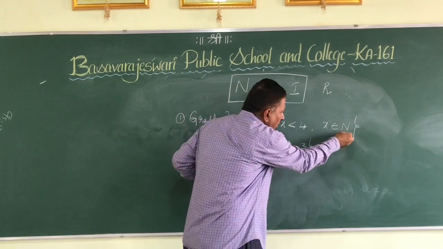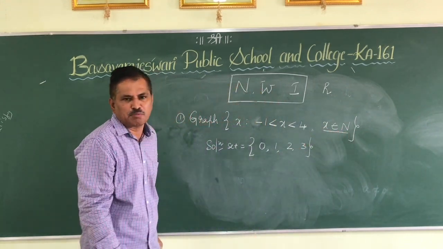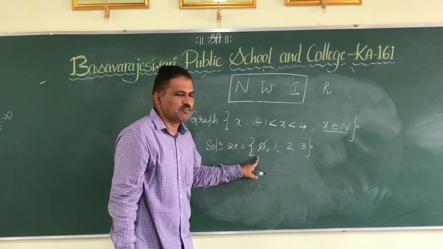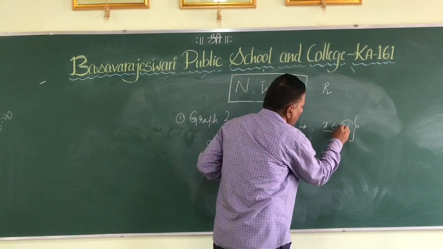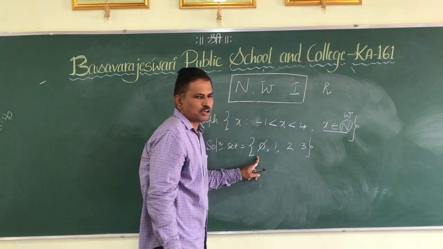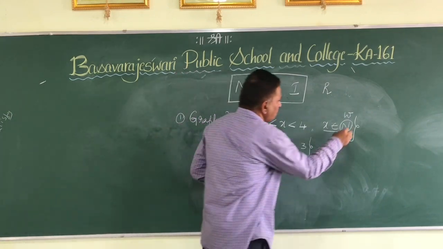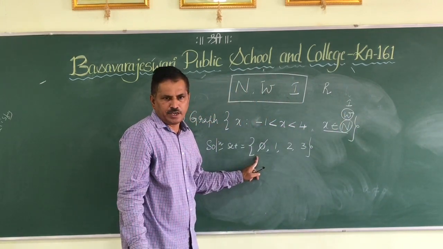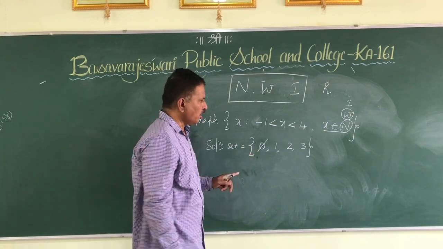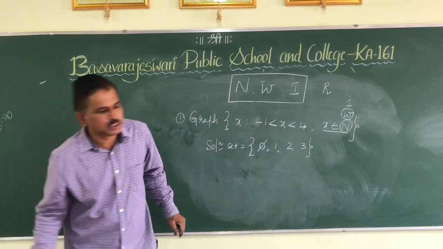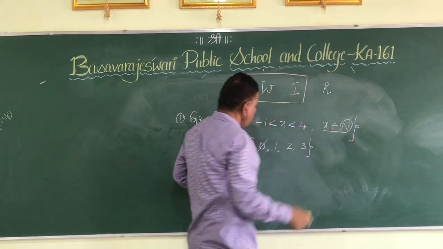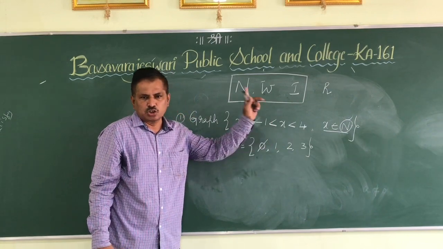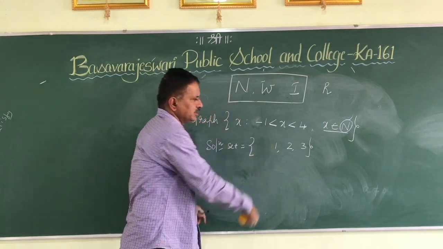But the condition is what? The x value should be in N. That means natural numbers. That means 0 cannot be taken. If I take 0, it will become a whole number. Suppose instead of natural numbers, if they give W, yes, it can be considered. Instead of W, if they give I, also you can consider, because 0, 1, 2, 3 will become integers. Even 0, 1, 2, 3 will become whole numbers. But in this case, he has given x belongs to N. That means you have to consider only natural numbers. Natural numbers start with 1, 2, 3 and so on. Hence 0 cannot be considered.